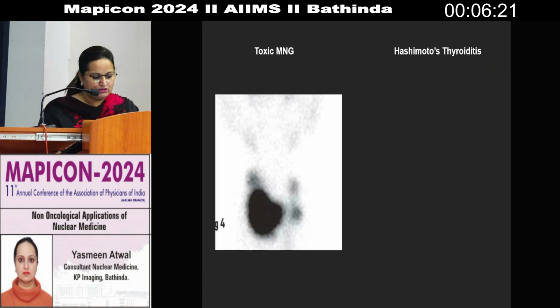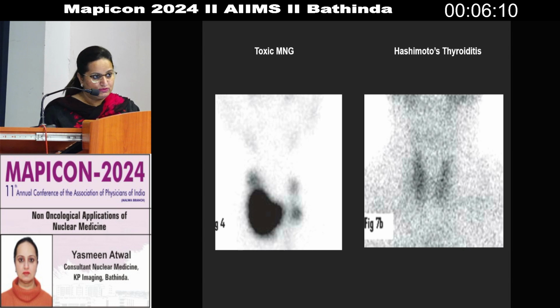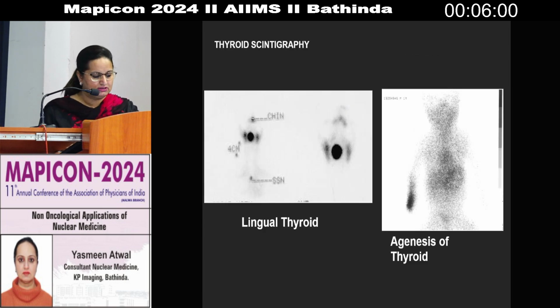So here I'll show the image of toxic MNG. We see the nodules. We see one very hot big nodule plus other small warm nodules. Also we have a cold nodule in the left lobe in between the two warm nodules. Now Hashimoto's thyroiditis. In this we see so much of background and so much less uptake in the thyroid lobes. So this is how we differentiate these different conditions.